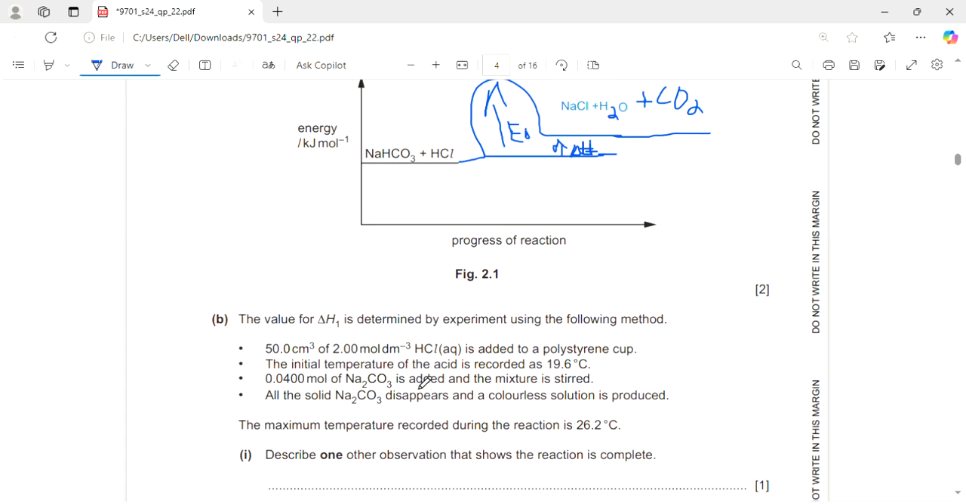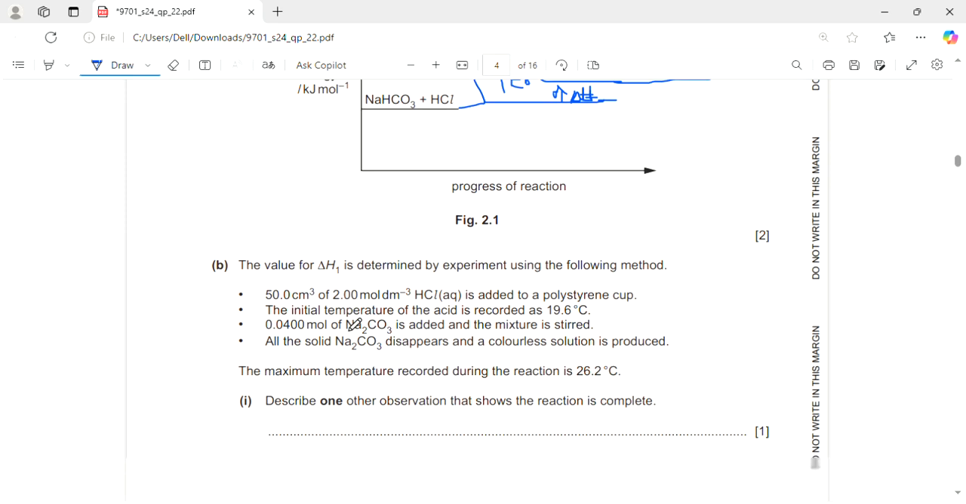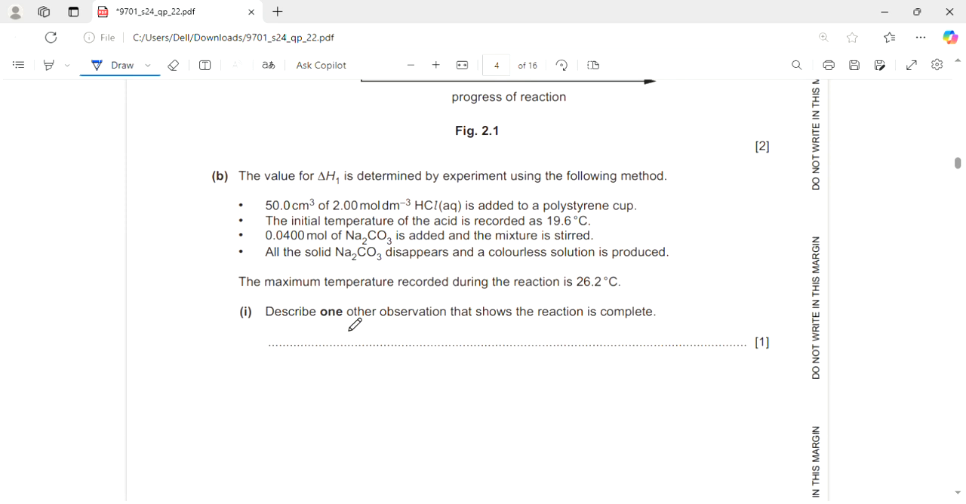The value of the delta H1 is determined by the experiment using the following method. 50 cm cube of the 2 mol per dm cube of the HCl is added to the polystyrene cup. The initial temperature of the acid is recorded to 19.6 degrees Celsius and 0.04 moles of the Na2CO3 is added to the mixture stirred. All the solid Na2CO3 disappears. The colorless solution is produced. The maximum temperature recorded during the reaction is 26.2 degrees Celsius.